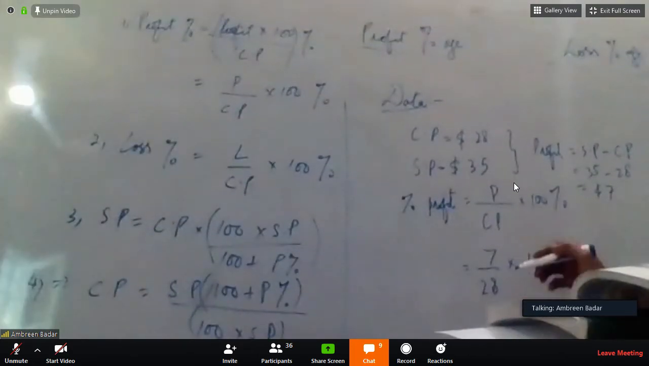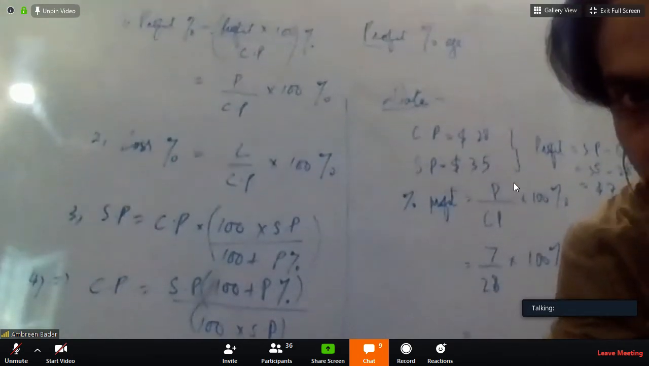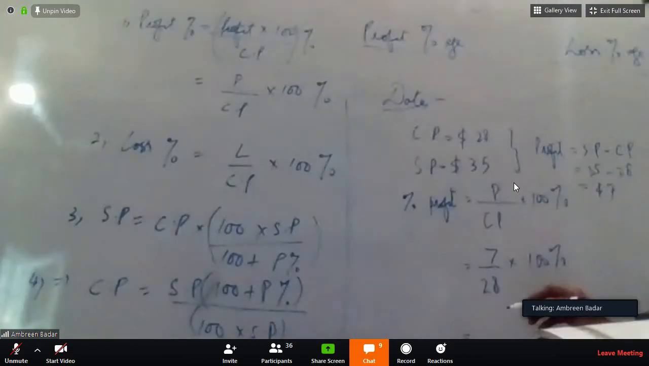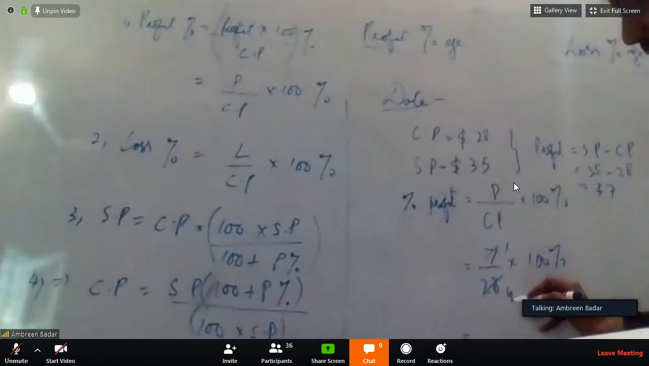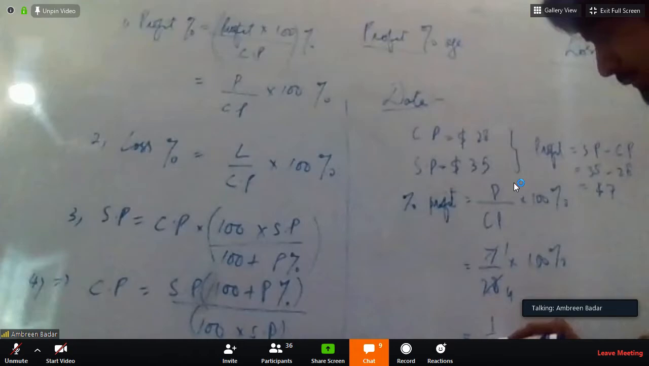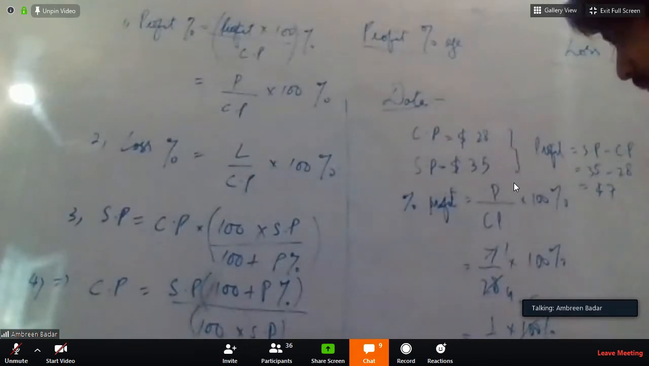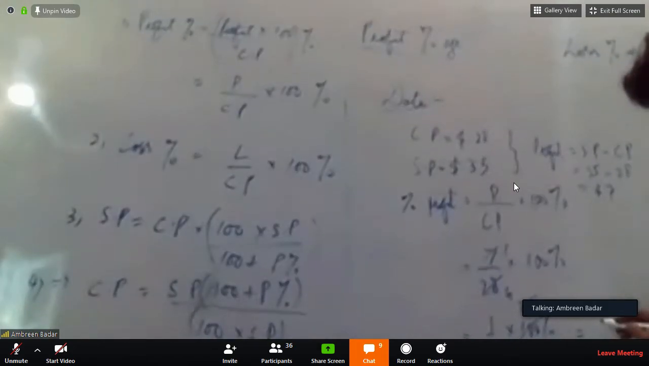See whether we can cancel out these fractions. You are well aware of the cancellation. 7 ones are 7, 7 fours are 28. Now 1 upon 4 into 100%. And 4 twenty-fives are 100. So the profit is expressed in terms of percentage, which is 25%.